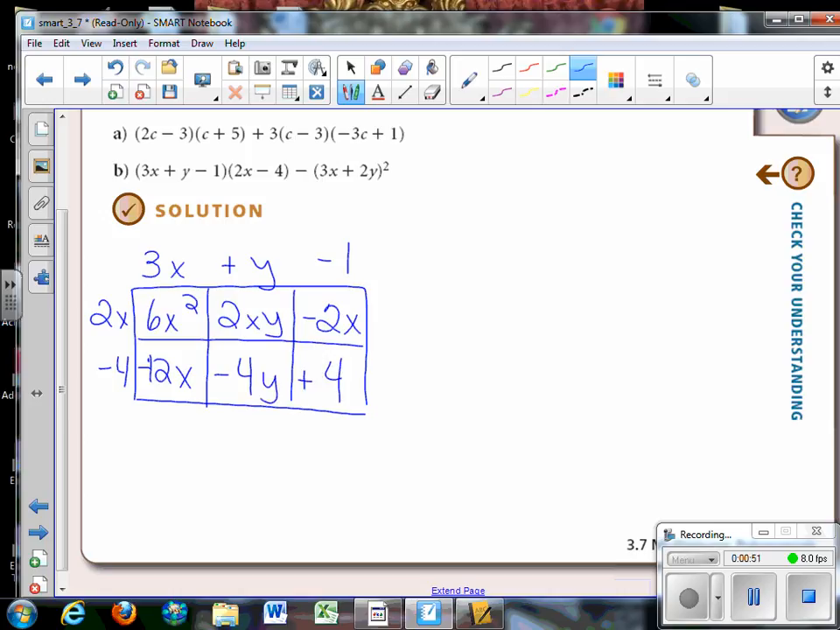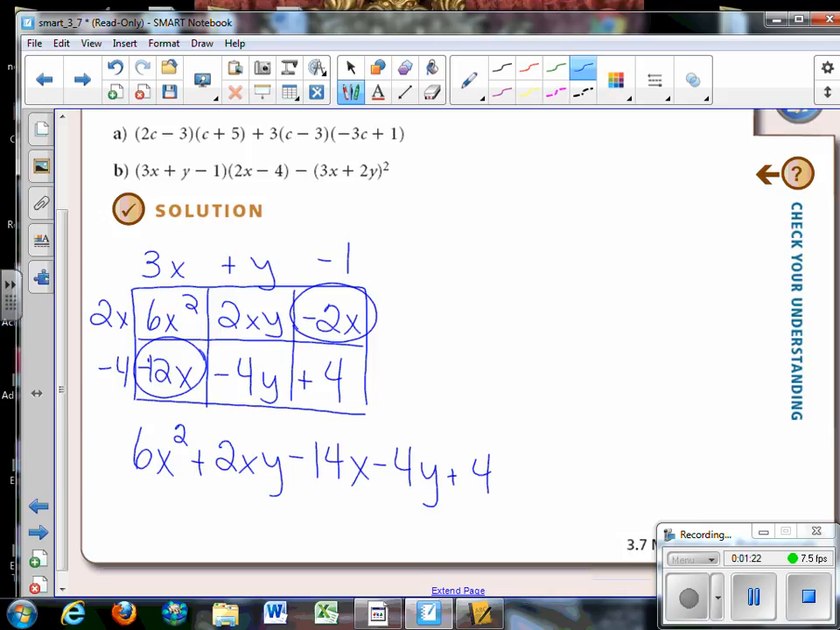Then you look to see if you can collect any like terms. We just have the 1x squared, so we have 6x squared plus 2xy. You can put the minus 12x and the minus 2x together to get minus 14x. Then we have the minus 4y plus 4. Okay, now you can do just FOIL. It's not really FOIL because this is a 3 by 2, and avoid the box if you prefer, but this is the visual that might help you out.